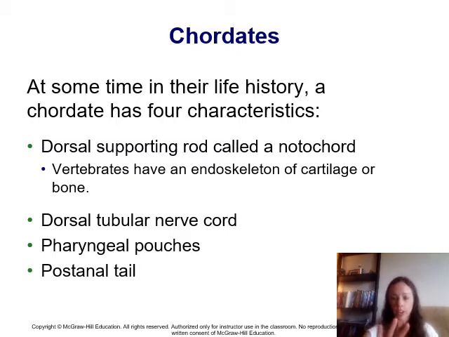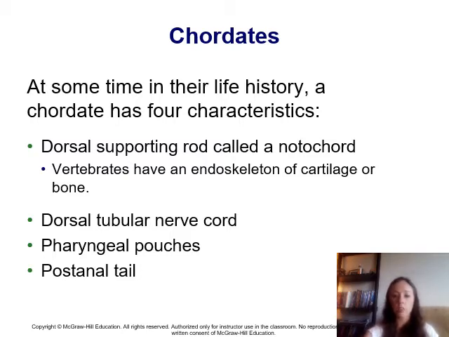Although these 4 characteristics do not need to be present throughout most of their life, each of these 4 characteristics has to be present at some point in their life. Some of the invertebrate chordates will have some of these characteristics only in the infantile stage versus the adult stage. And those 4 characteristics are the dorsal supporting rod, called a notochord. In vertebrates, the notochord is the vertebrae, or will turn into the vertebrae that make up the spine.